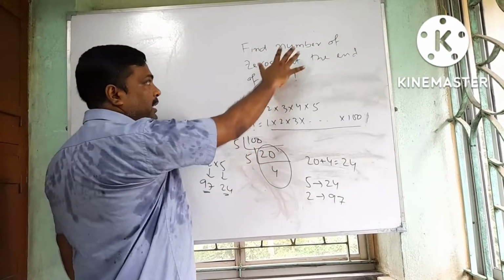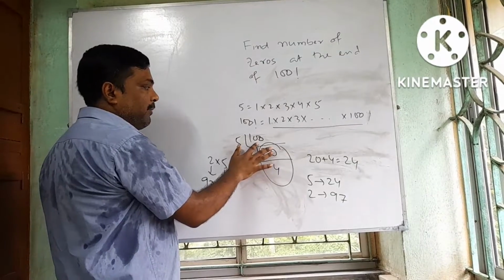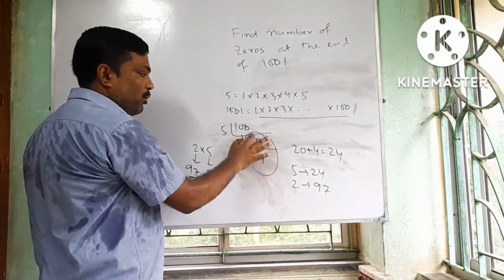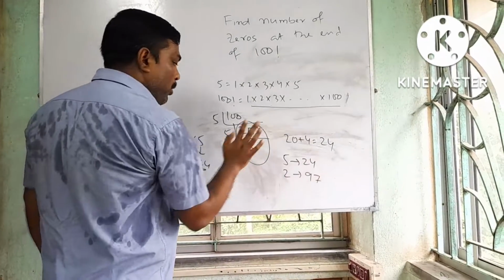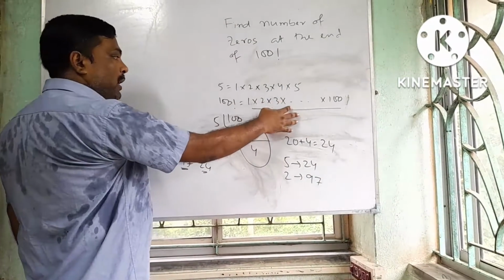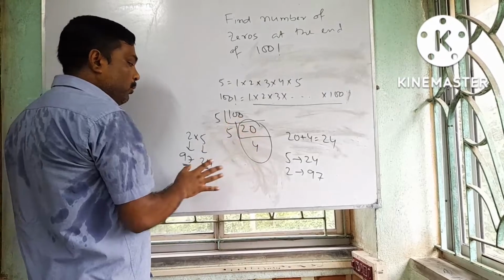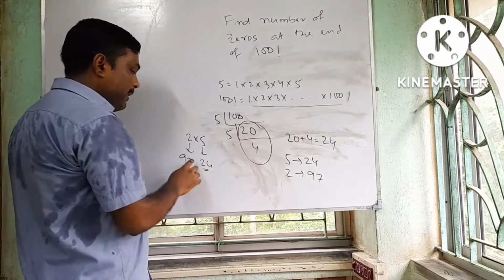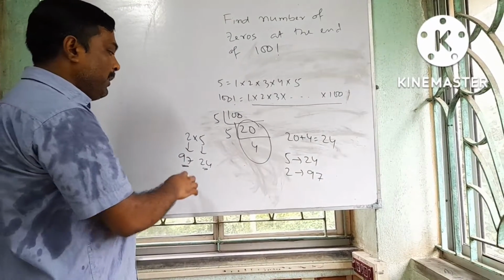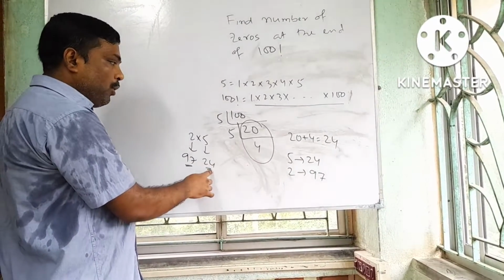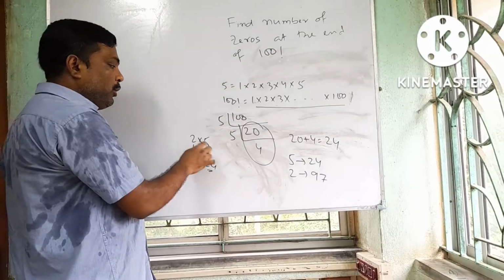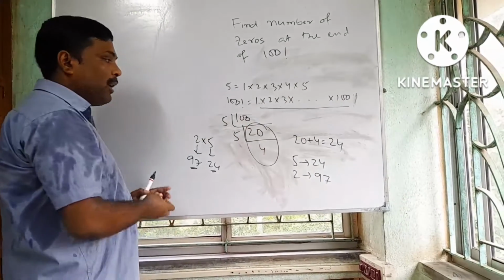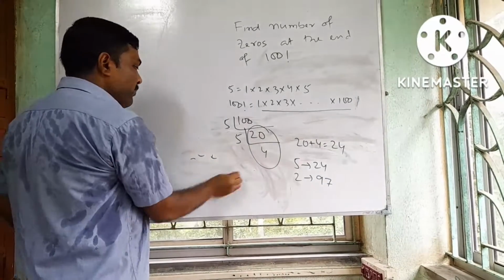So the question is, how many zeros are at the end of this product? Divide 100 by 5, quotient 20, divided by 5, quotient 4. Just calculate this sum, 24. So at the end of this product, we have a total of 24 5's. Similarly, we have 97 2's. The minimum of these two is 24. So 24 2 into 5 multiplications are possible, and at the end of this product, we have 24 zeros.